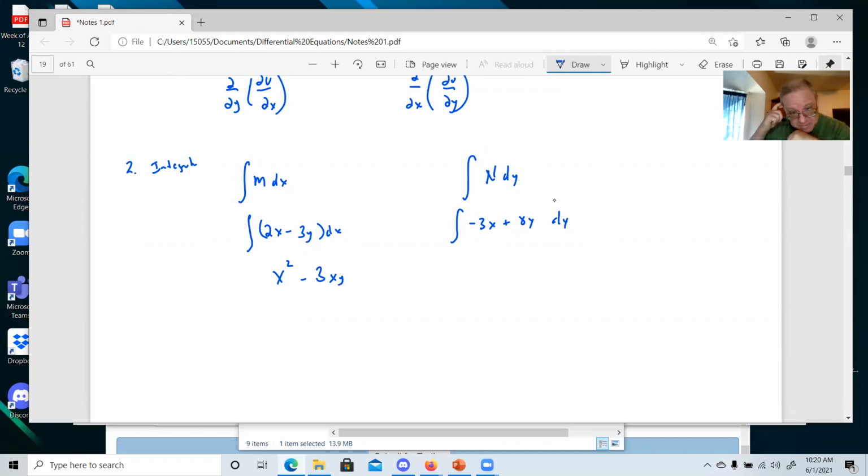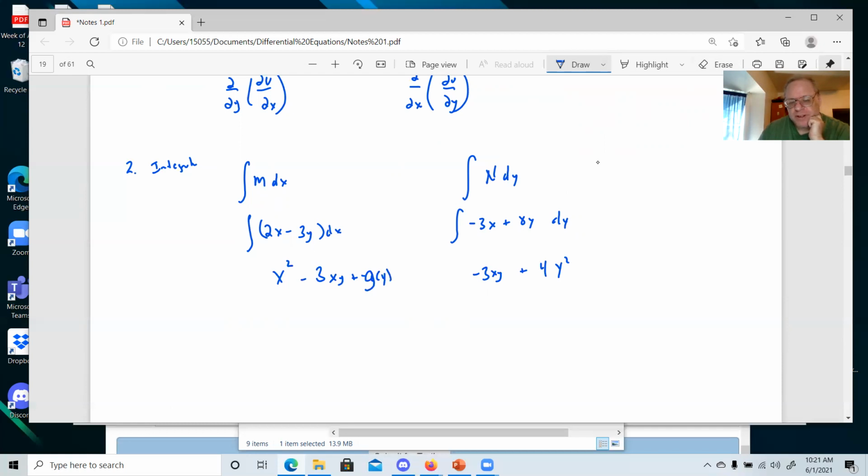And then here, integrating with respect to y, we're going to have negative 3xy plus, and then we have to integrate y, so it's going to be y squared over 2. 8 over 2 is 4. But we're not quite there yet, because when I took my partial, every book uses J for Y, so I'll try to be consistent.